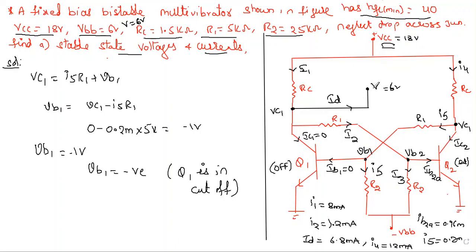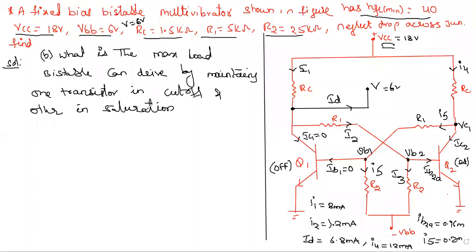So I think we got to know each and every value. The other question I asked you to find is the maximum load driven by this bistable, still maintaining one transistor in cutoff and the other in saturation. That could be the worst case. Let us see that. The question is what is the maximum load the bistable can drive, still maintaining one transistor in saturation and the other in cutoff. If I attach a load over here, the states of these two transistors should not alter. So what load can be driven without changing its states? That is the question.